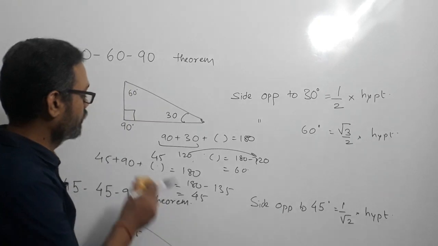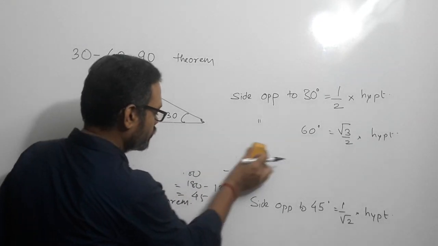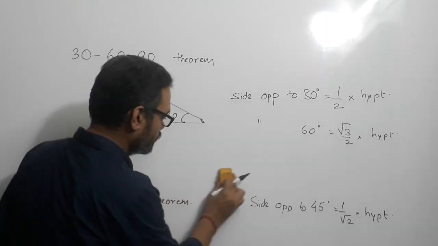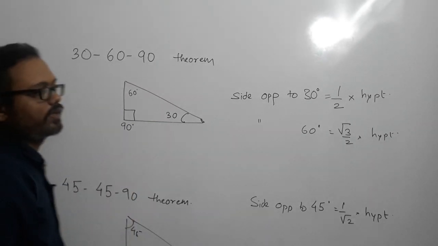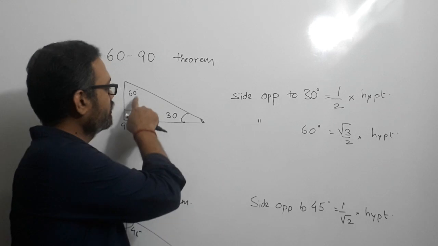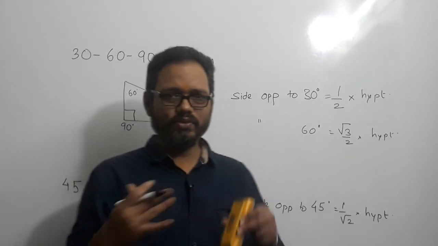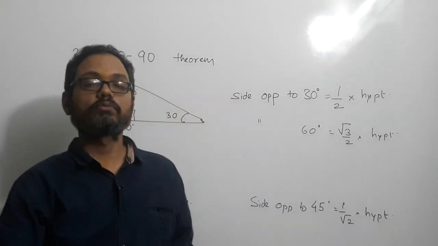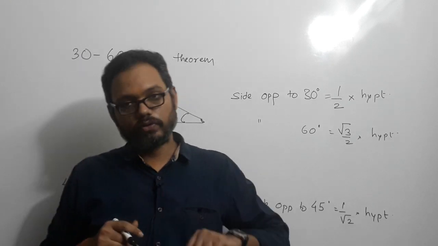Okay. Again, you need not solve all of this. You just have to remember, in a right angle triangle, if one angle is 30 degrees, one is 90, the third one has to be 60. Now why are we remembering this? Because you have to remember what is the value of it.